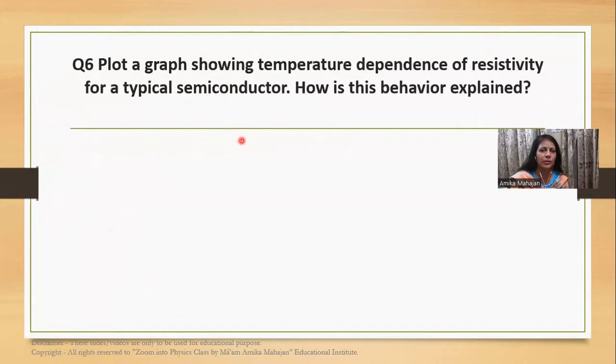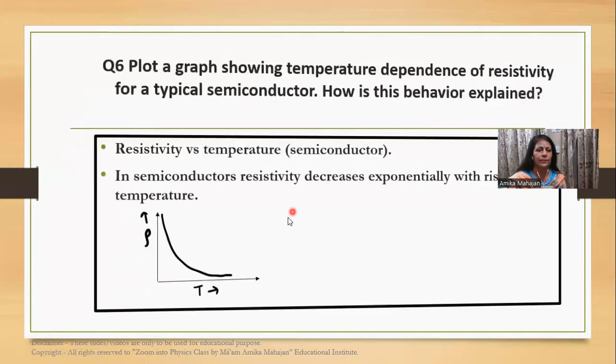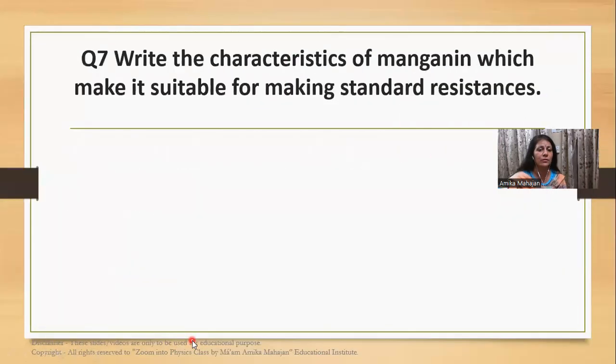Next, plot a graph showing temperature dependence of resistivity for a typical semiconductor. How is this behavior explained? In case of a semiconductor, resistivity decreases with increase in temperature, and there is an exponential decrease in resistivity with temperature.